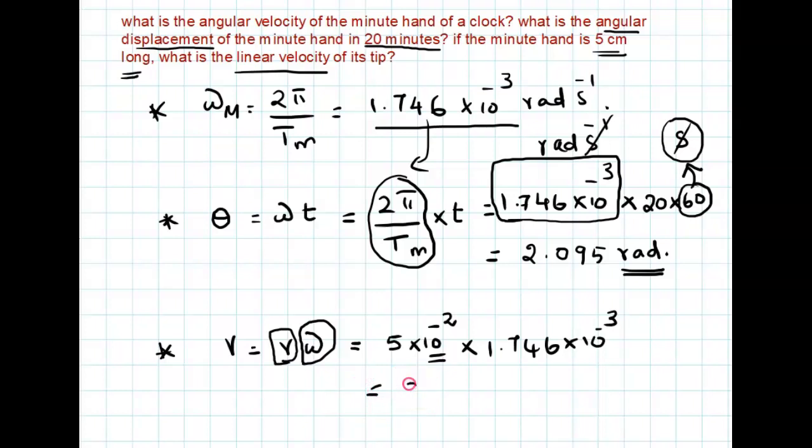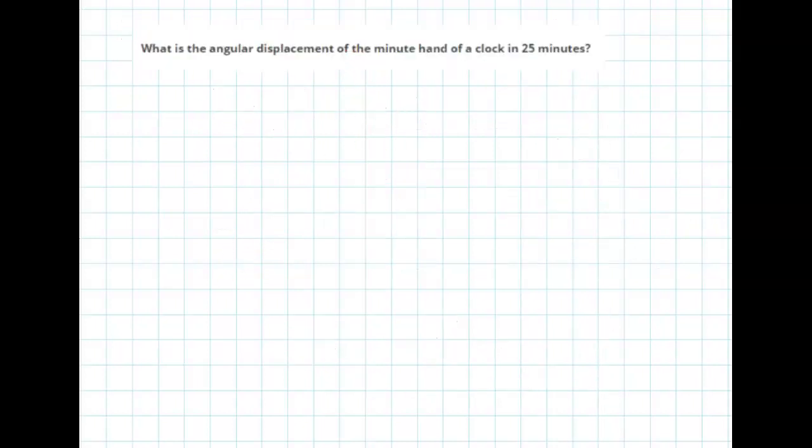So if you multiply, you will get 8.73 times 10 to the power negative 5 meter per second. Let's see the third question. What is the angular displacement of the minute hand of a clock in 25 minutes?